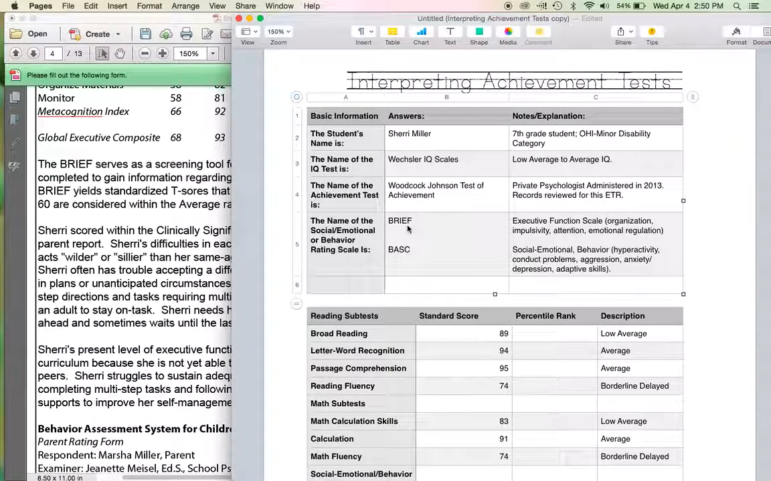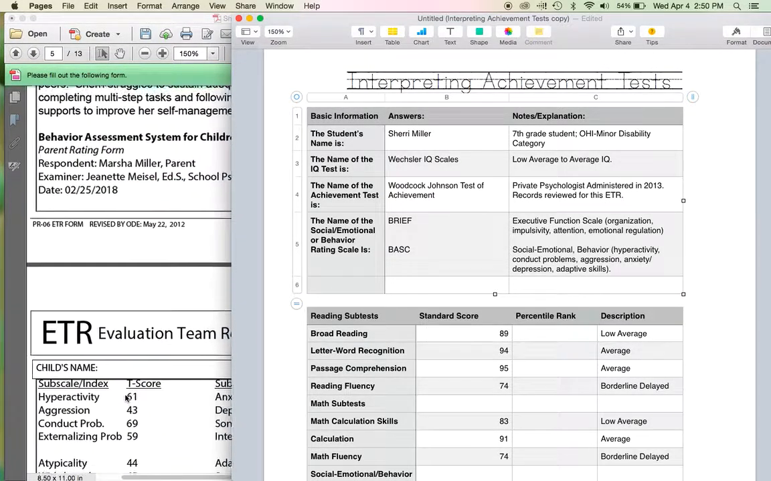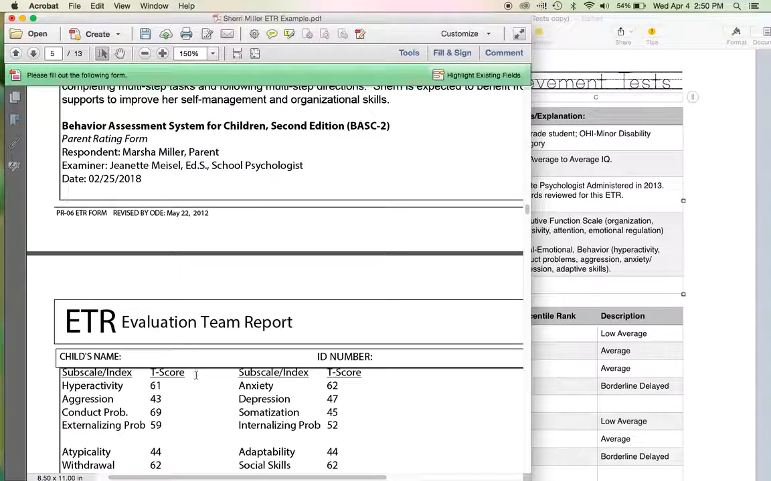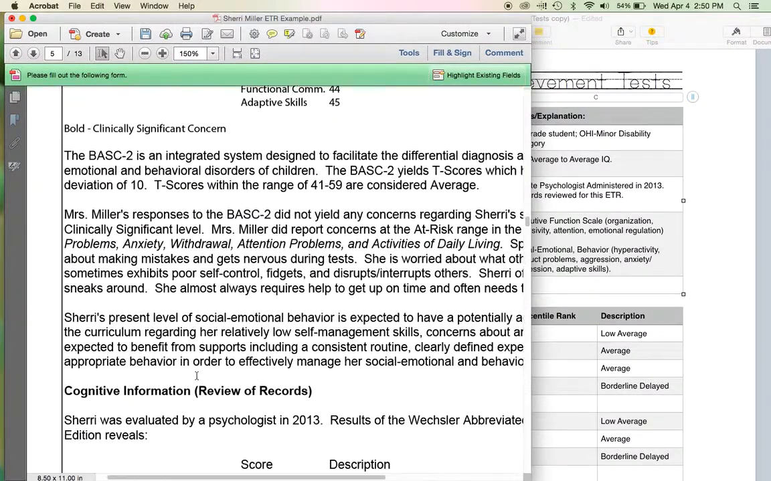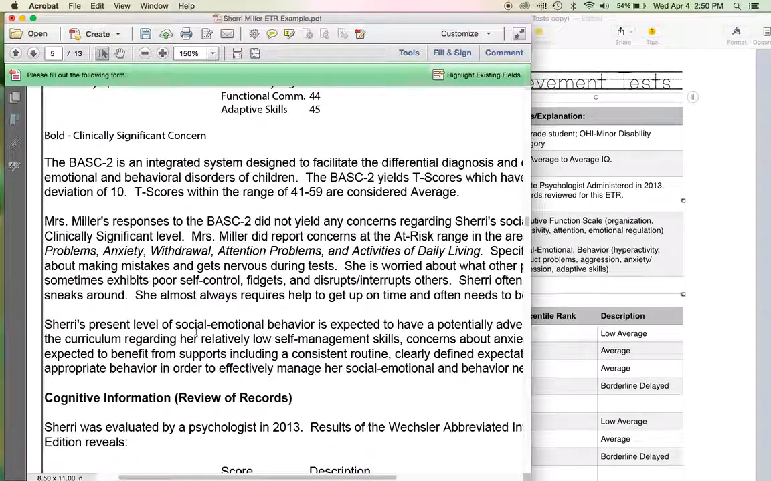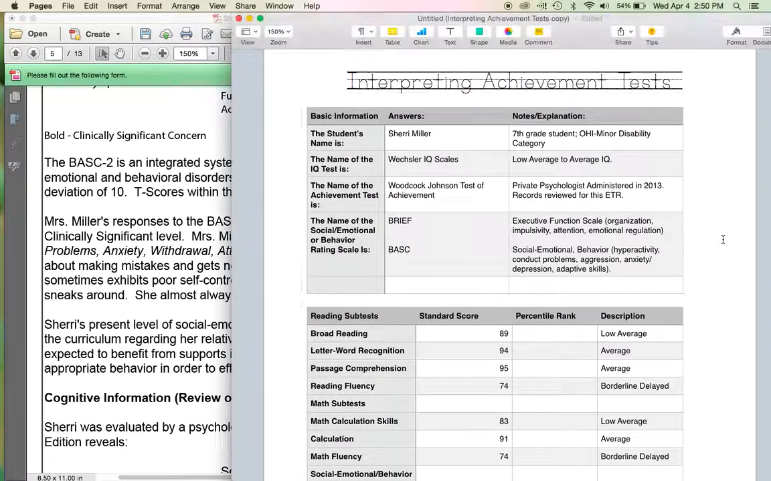In terms of the BRIEF scale, I noted that it's an executive function scale. Some of the things it addresses would include organization, impulsivity, attention, and emotional regulation. Same thing down here for the BASC, so that's reflected here at the bottom of this page. The same thing holds true as far as the way the write-up is organized. It talks about what the BASC measures, how the child performed, and then implications for Sherry in the curriculum. So I just noted that the BASC was another social emotional skill assessment that was given. It addresses social emotional and behavior skills, and I listed some of the skills that are addressed.